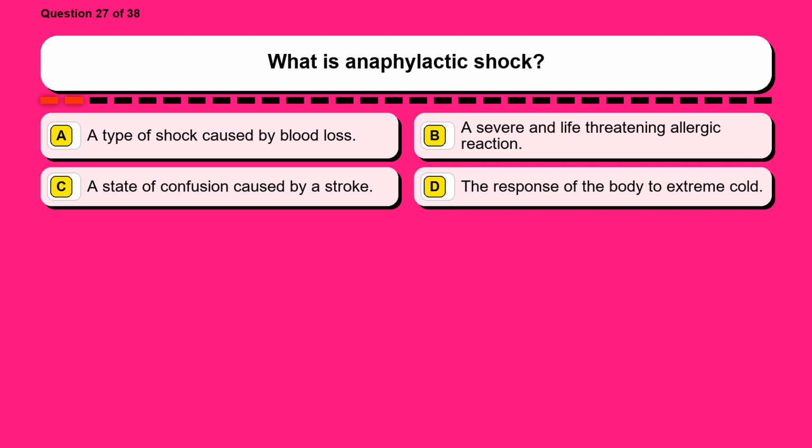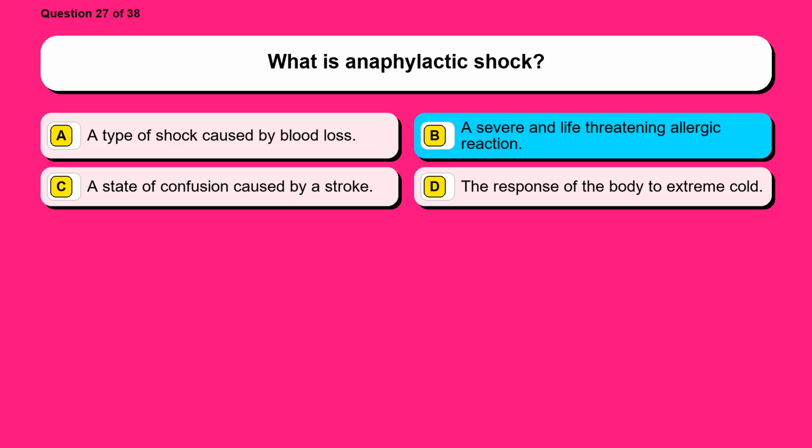Question 27. What is anaphylactic shock? Option A. A type of shock caused by blood loss. Option B. A severe and life-threatening allergic reaction. Option C. A state of confusion caused by a stroke. Option D. The response of the body to extreme cold.